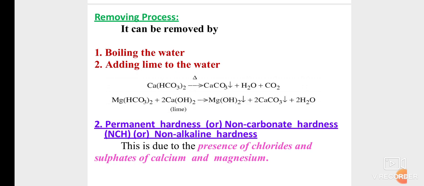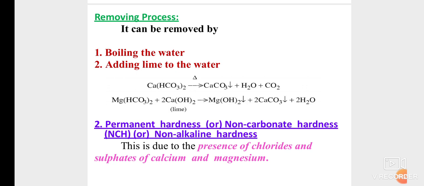You have to boil it. CaCO3, calcium carbonate precipitate, will form, then water and carbon dioxide are formed. The carbon dioxide is easily evolved from the solution even at boiling. So this type of hardness is called temporary hardness. The carbonate salt contains carbon dioxide which is easily removed even at boiling, so it is called temporary hardness.